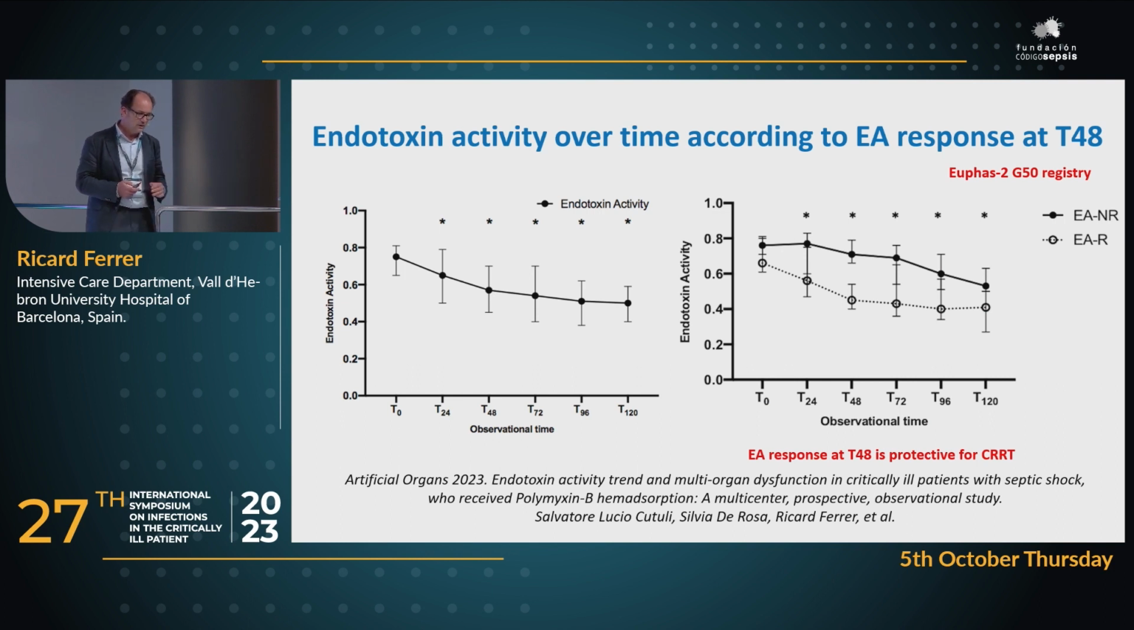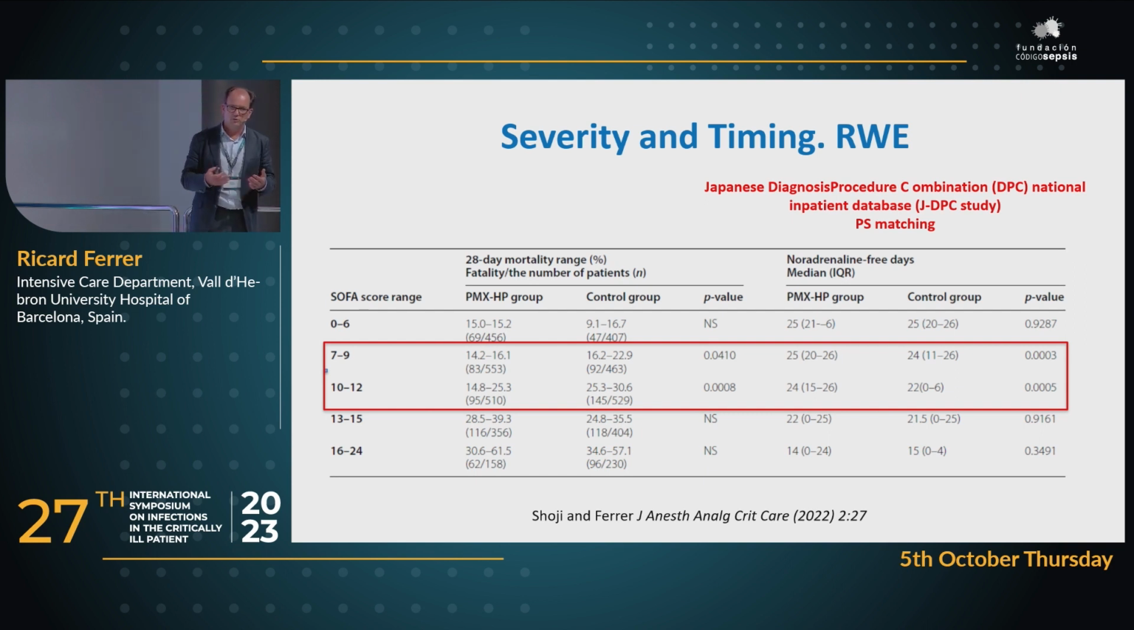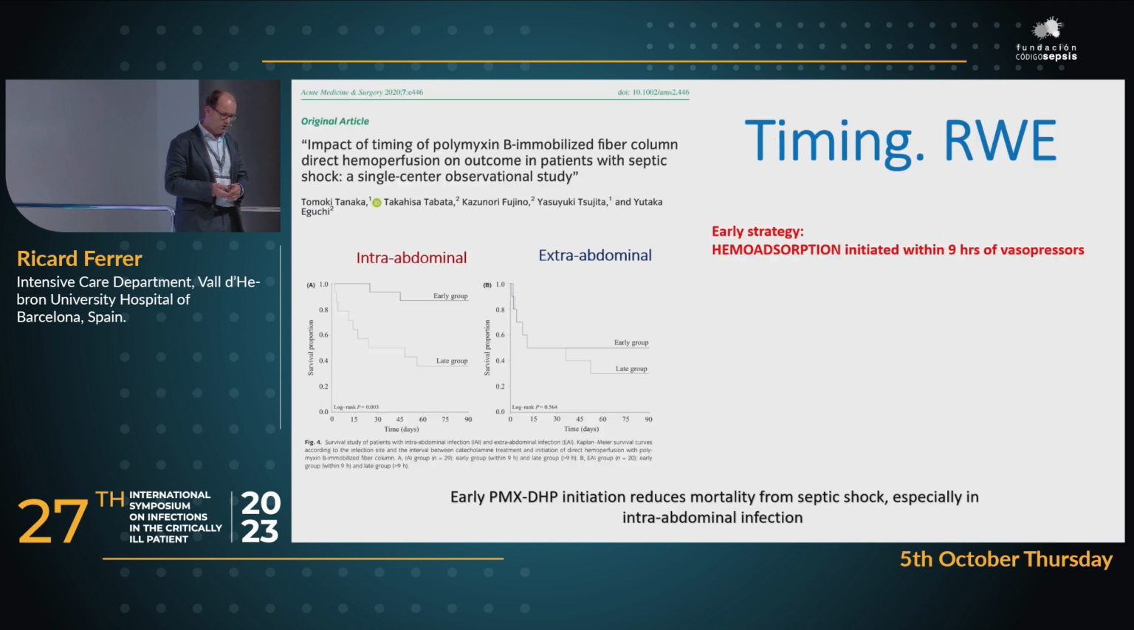And here you have some data on what you may expect regarding the levels of endotoxin, what type of reduction of endotoxin you may expect, especially in those patients who respond to this therapy. Timing is very important, but also selecting the right group of patients. We also analyzed the Japanese registry database. You know that this is a standard of care in Japan, is completely reimbursed, and many patients are treated with this type of device. So analyzing the registry, you can see in this analysis that the patients who have SOFA score between 7 and 12 are the ones that respond compared to a control group.